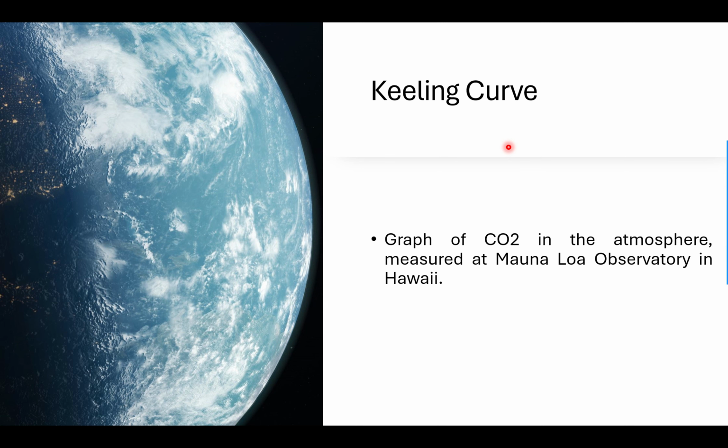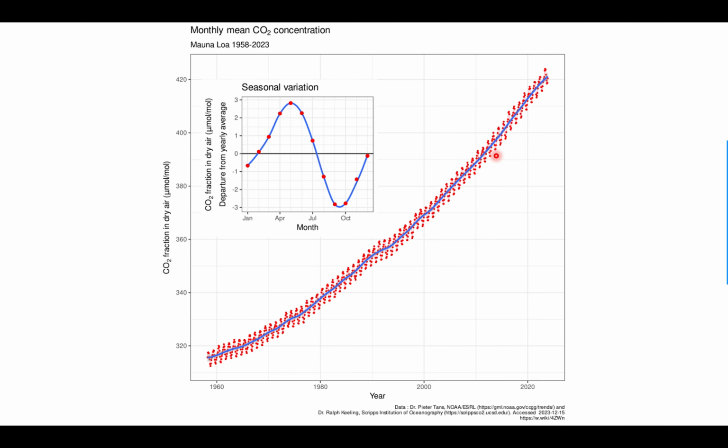Mauna Loa is a volcano. They started here because it is very far away from any of the nearby continents and thus has little nearby carbon pollution. So they started measuring the carbon dioxide levels in the air at that location, and it is named after Charles David Keeling, the scientist who started measuring. So how does it look? This is how it looks. It started somewhere around the 1950s or 1960s. It's just a curve that goes up and down, up and down. Let me write it here.